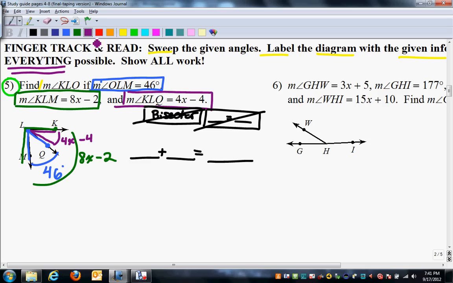Looking at the colors, you can see that the smaller purple angle plus the smaller blue angle equals the larger green angle. Or, if I use the actual letters, angle KLQ plus angle QLM, plus this angle, equals the larger green angle KLM. So look at things before you look at numbers.